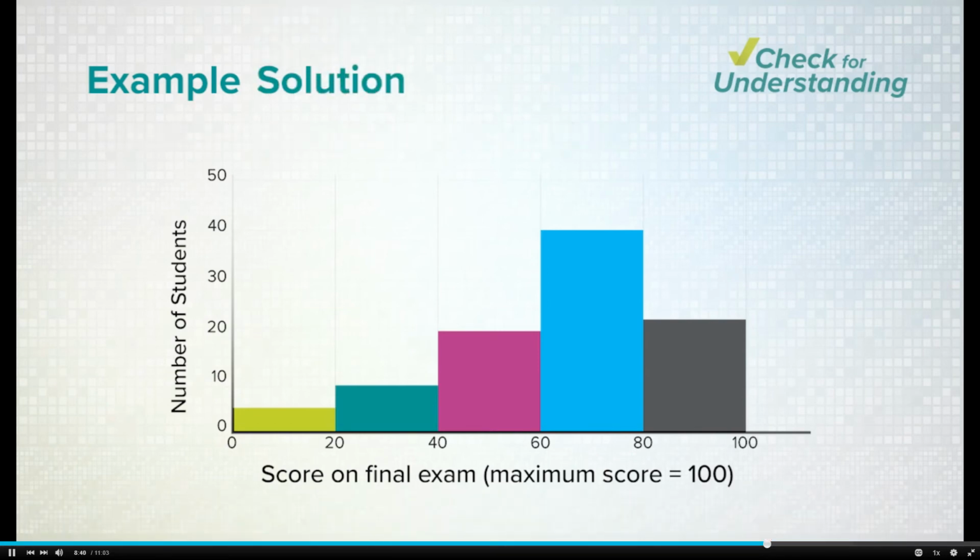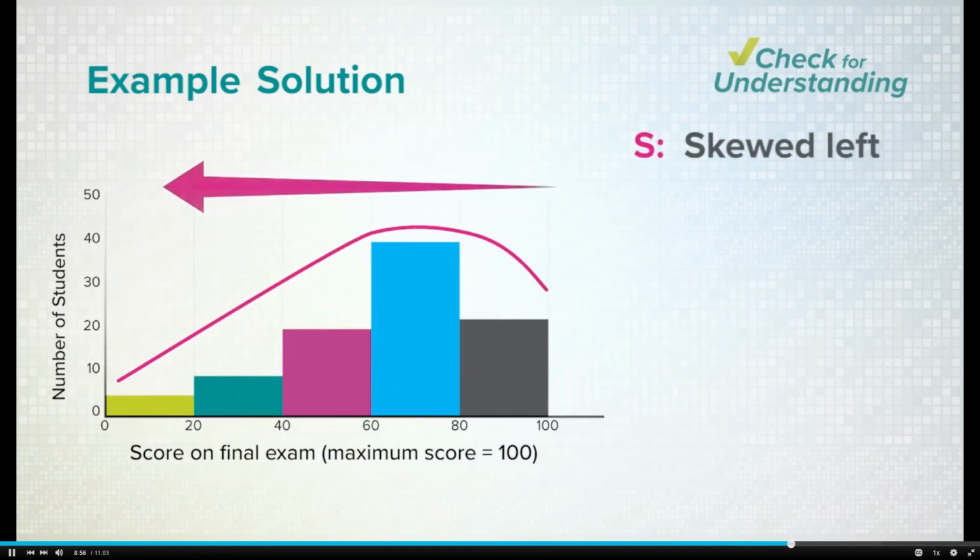Now here's the solution for this check for understanding. It looks like this graph represents scores on a final exam. Just looking at the graph can help you see what shape you'll need to describe. In the graph, the scores on the final exam are skewed left or towards the lower numbers.